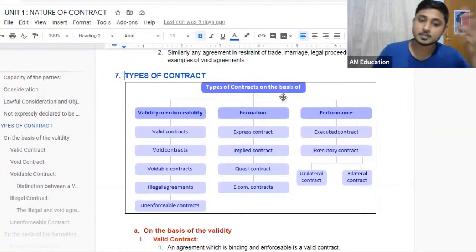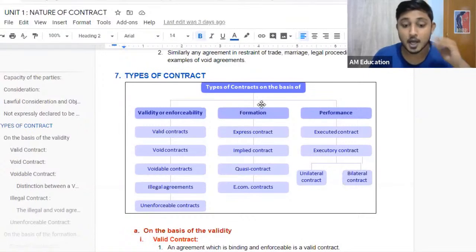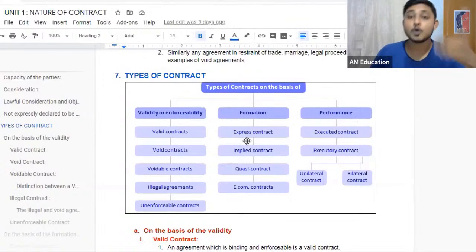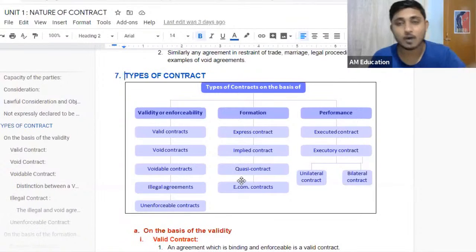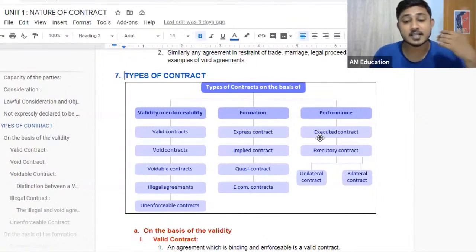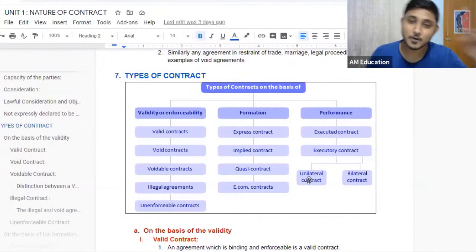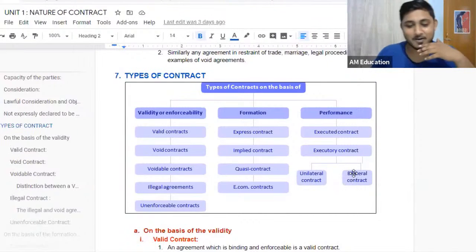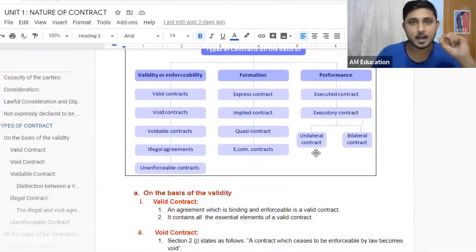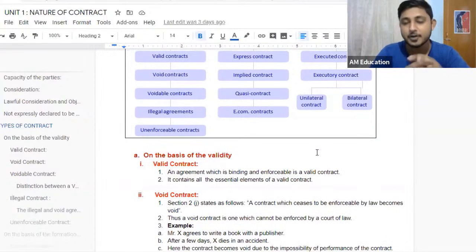Let's see. Types of contracts on the basis of formation. You could say that is an express contract. You could say that is an implied contract. You could say that is a quasi contract, or an e-commerce contract. You could also say it is an executed contract. You could also say it is an executory contract. You could also say it is a unilateral contract, or a bilateral contract. So these are all the ways you could describe. Let us quickly see one by one, and let's just learn what the different types of contracts are.